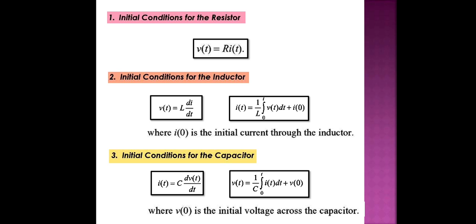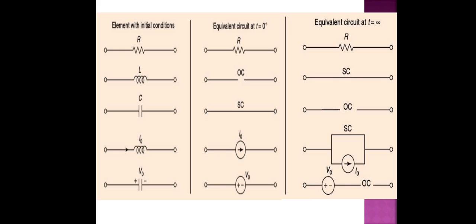So how are we going to solve the given problem with respect to the initial conditions? For the inductor, I of 0 is the initial current through the inductor, and V of 0 is the initial voltage across the capacitor. We already discussed these specific differences of the inductor and capacitor and how they act. Now we are going to take the element with the initial conditions, say R, with its electrical equivalent circuit.